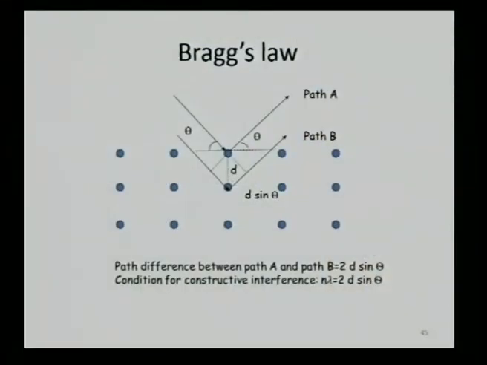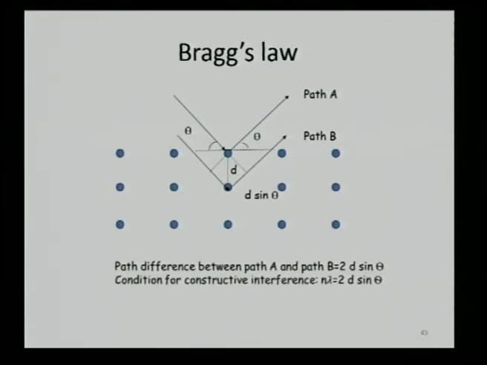Now, on the screen, you can see a crystal lattice, and you can see two light beams. Light waves traveling by path A are reflected by atoms in the first layer, and light waves traveling by path B are reflected by atoms in the second layer. Path A is shorter than path B. You can calculate the path difference using simple mathematics, and that should be equal to 2d sine theta.